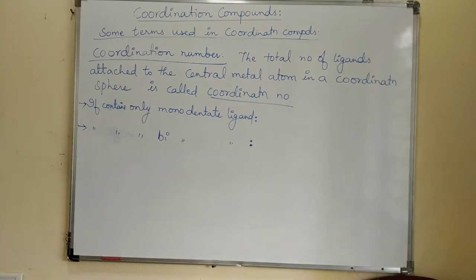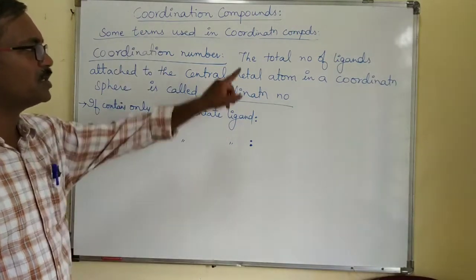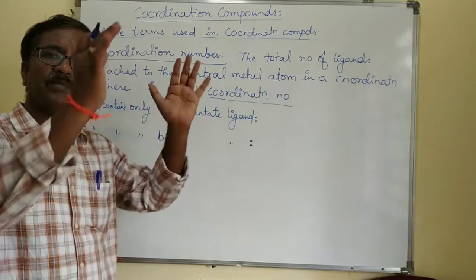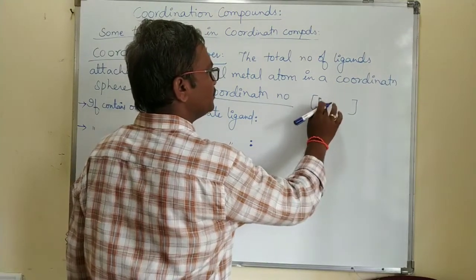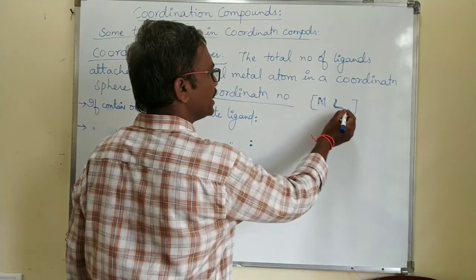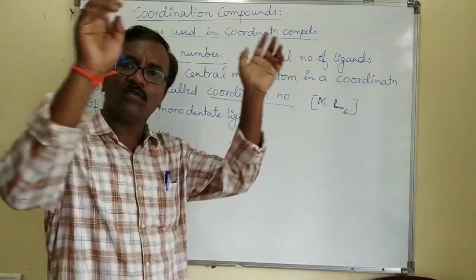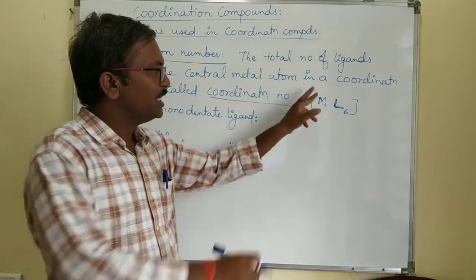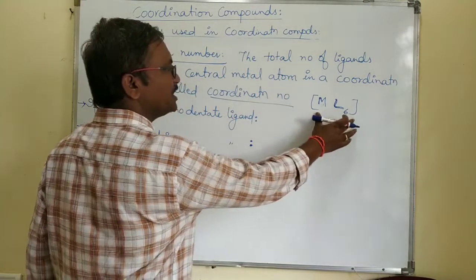Next, in continuation of terms, is the coordination number. It is the total number of ligands attached to the central metal atom in the coordination sphere. You have to consider it as a sphere. This one is the metal, this one is a ligand. How many ligands are attached to the metal atom in the coordination sphere, whether 6 or 4? You can call it the coordination number. You should consider only the ligands within the square bracket.